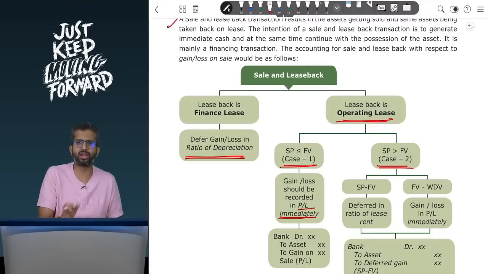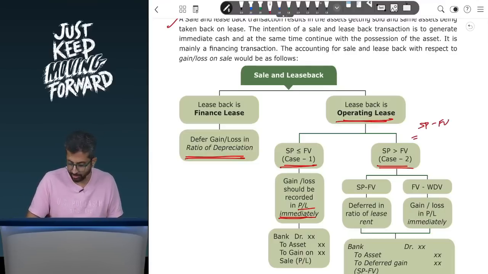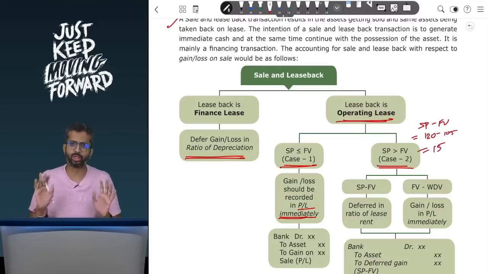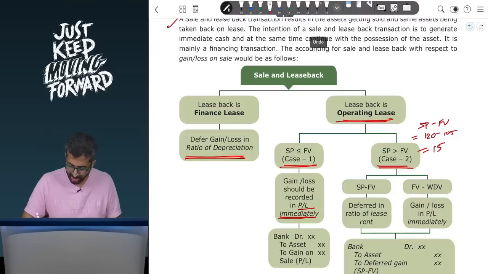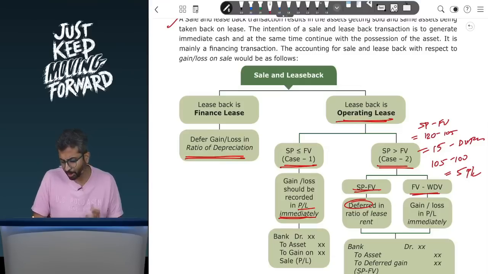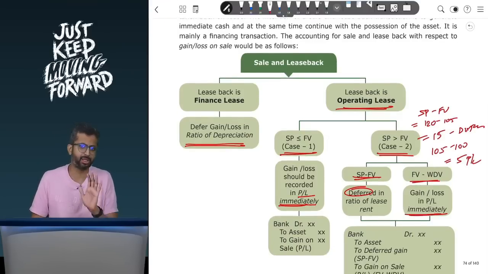And hence the standard assumes that the difference between selling price and fair value, for example, selling price is 120, fair value is 105, so this difference of 15, you will defer over the lease period. The other, fair value minus WDV, that is 105 minus 100, 5 rupees you can take to the PNL immediately, whereas 15 rupees you will defer. Selling price minus fair value is deferred, whereas fair value minus WDV, you take it to the PNL immediately.